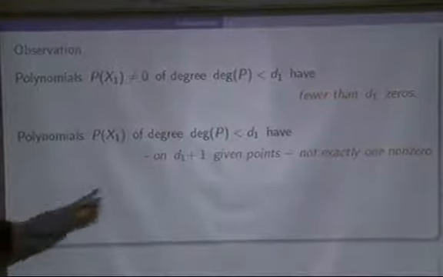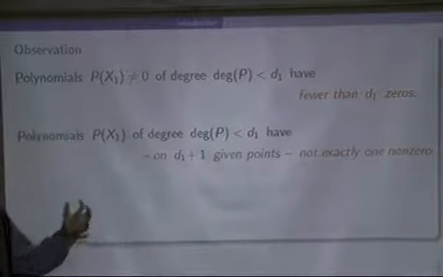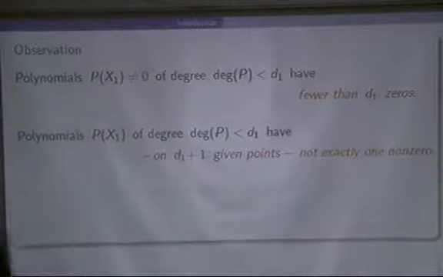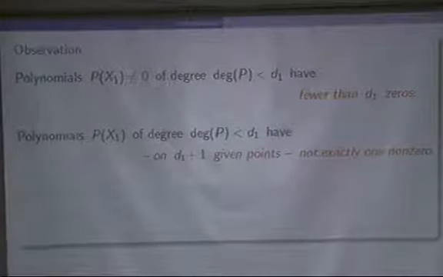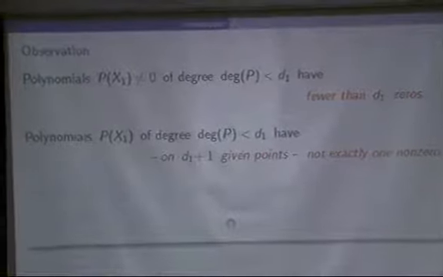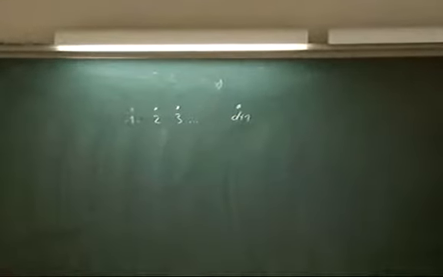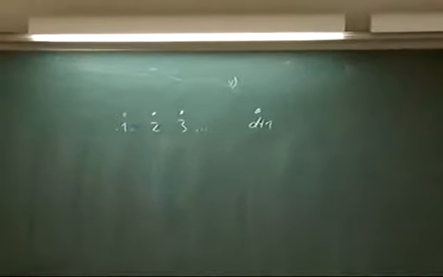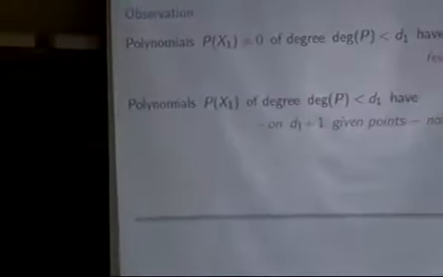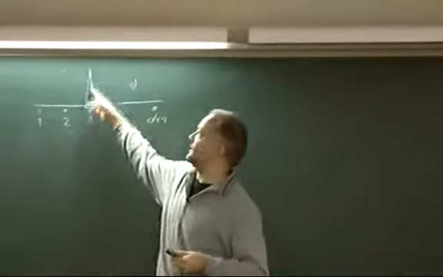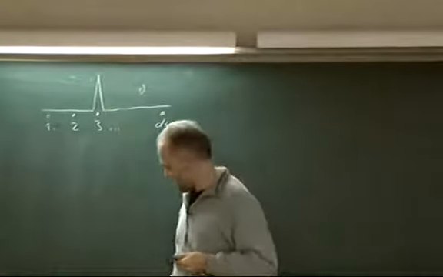Polynomials of degree less than d1 have, on d plus 1 given points, so we fix d plus 1 given points, let's say like this here, that's d plus 1, 1, 2, 3. And then we look only at the polynomial function restricted to this set. So on this set of points, there's not exactly one non-zero. This means the polynomial function doesn't look like this here. Not one single peak.